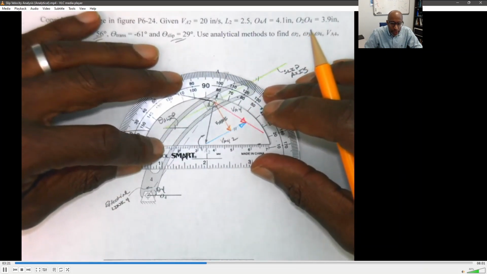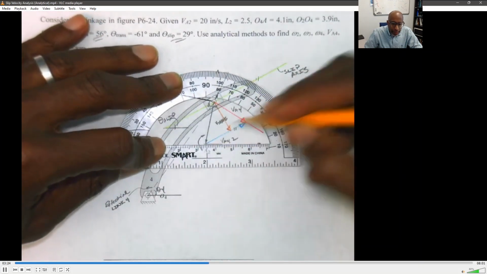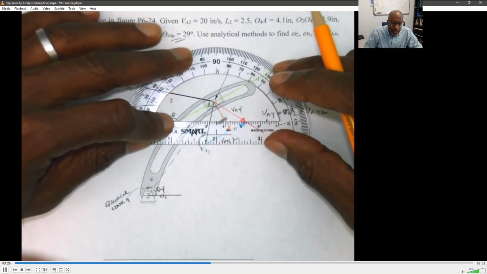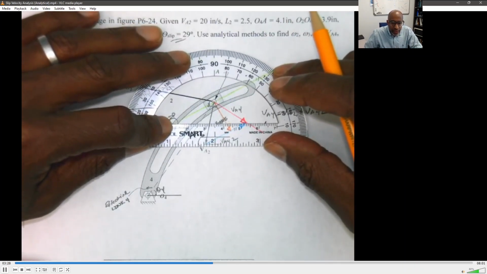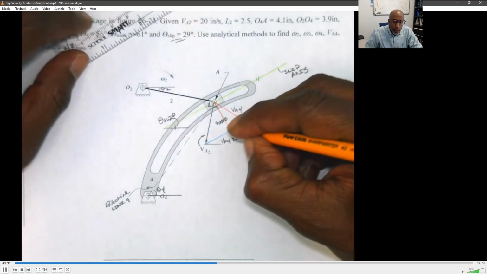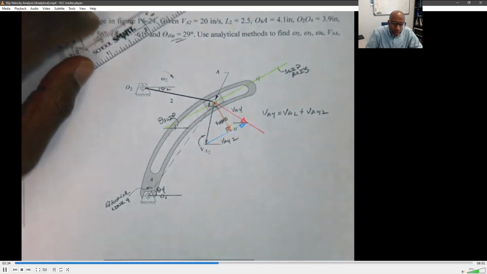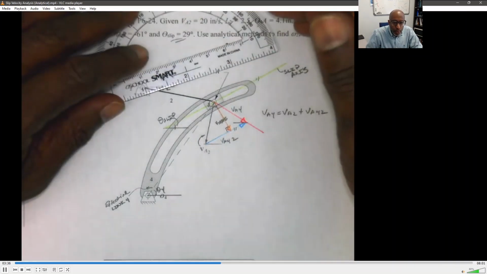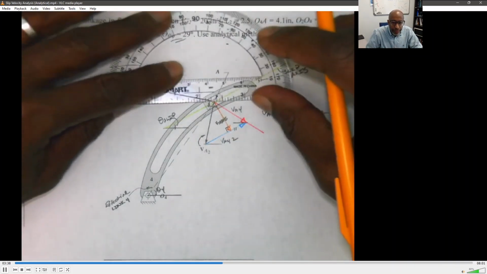So give us another horizontal here. We really need to pay attention to this triangle because this is where all the interesting stuff is happening. So let's get some other angles here that we can measure. We're going to have a measurement for VA4 and VA42. Get some angles there.